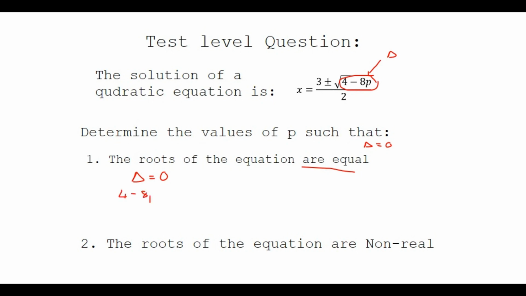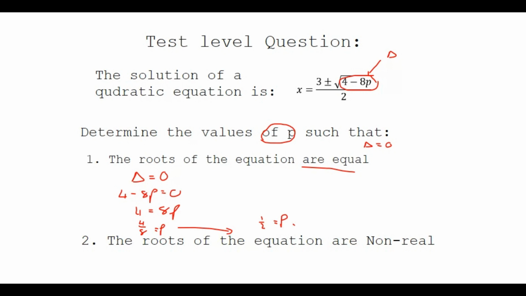4 minus 8p equals 0. And they are looking for values of p. So get p alone. Therefore, 4 equals 8p. And to get p alone there, we divide both sides by 8. So 4 over 8 equals p. Simplifying 4 over 8, 1 over 2 equals p. Bam. 2 marks. Just like that. So easy.